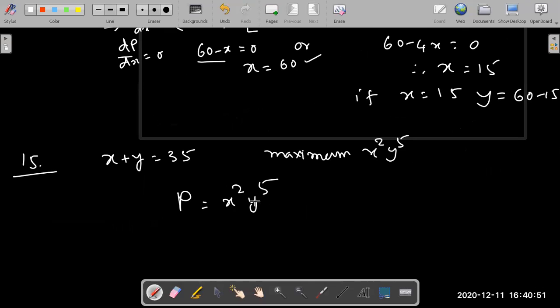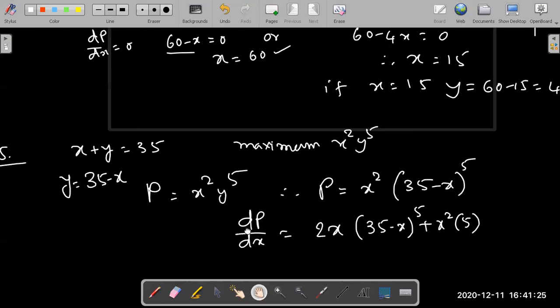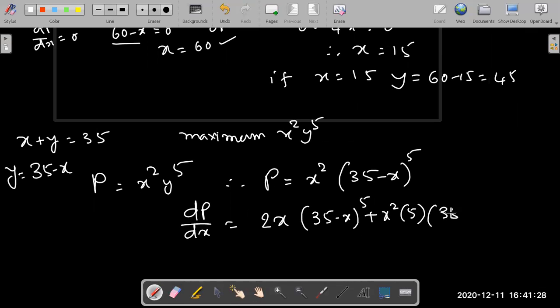So here you may think like what you want to actually replace can be y or x. I want to knock off y because it's better to have everything in x. 35 minus x. Therefore, you'll have p equal to x squared into 35 minus x whole to the power of 5. So dp by dx equal to same UV rule, 2x into 35 minus x whole to the power of 5 plus x squared into 5 into 35 minus x whole to the power of 4 into minus 1.